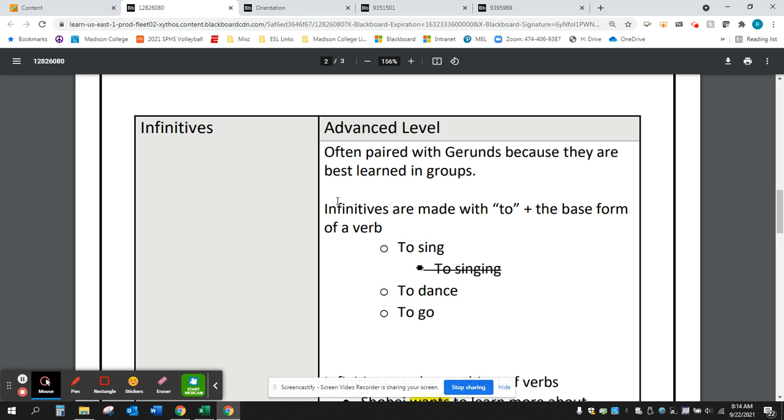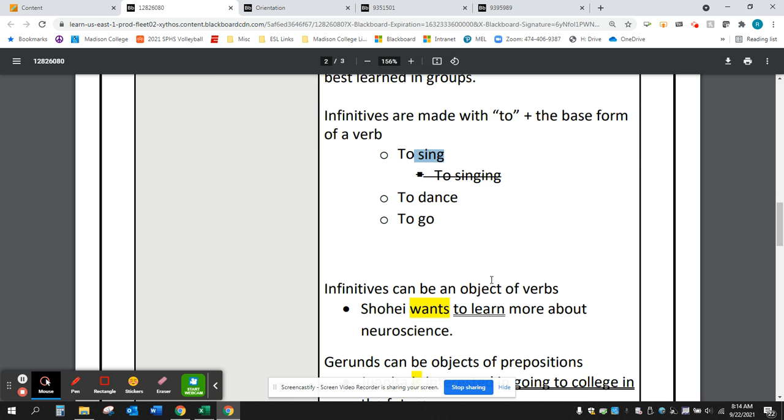Infinitives are often paired with gerunds at the advanced level because infinitives and gerunds are both best learned in certain groups. We'll take a look at that in a moment. An infinitive is made with the word to plus the base form of a verb. For example, to sing. We never say to singing or to sang, or the S form, he sings, she sings, with the infinitive to sings. It's never going to be that. It'll always be the base form, to dance, to go, and so on.